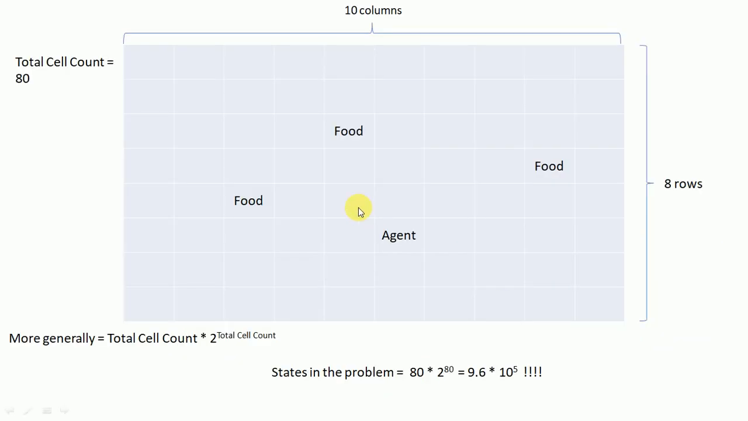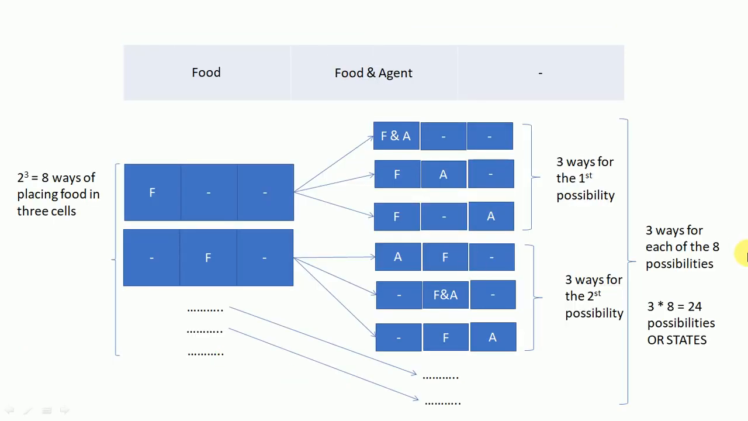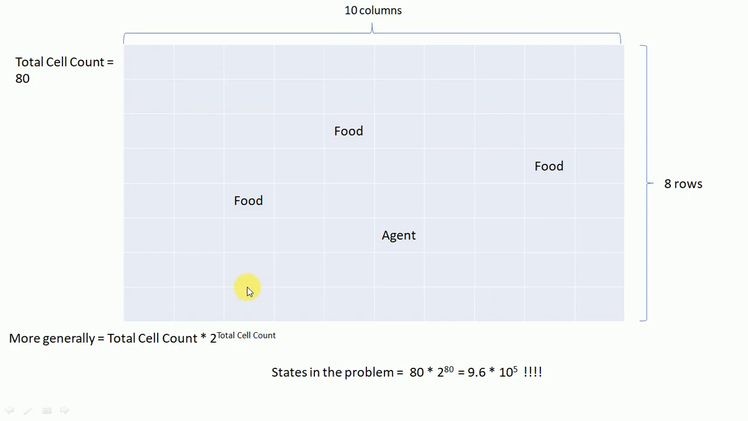Now if you generalize this problem, we come across a formula: the total number of cells times 2 to the power of the cell count. So for 3 cells, 3 into 2 to the power 3, that is 8, we get 24 possibilities. In this case we have 10 columns and 8 rows. So the total number of cells is 80, which means that we've got 80 into 2 to the power 80, which is equal to 2.6 into 10 to the power 5. So this is the total number of states in the problem.